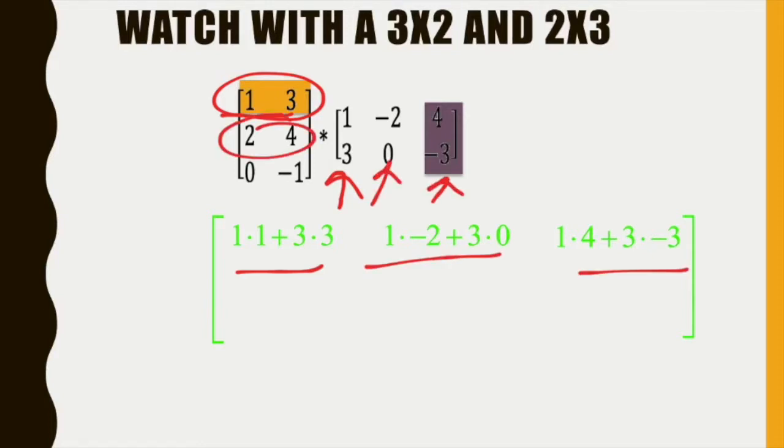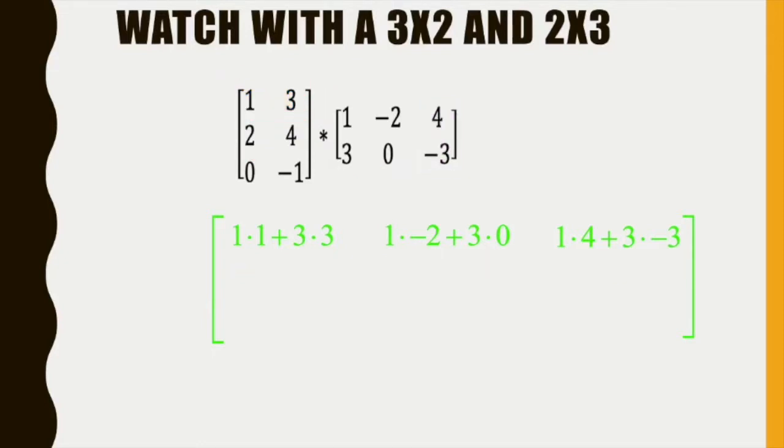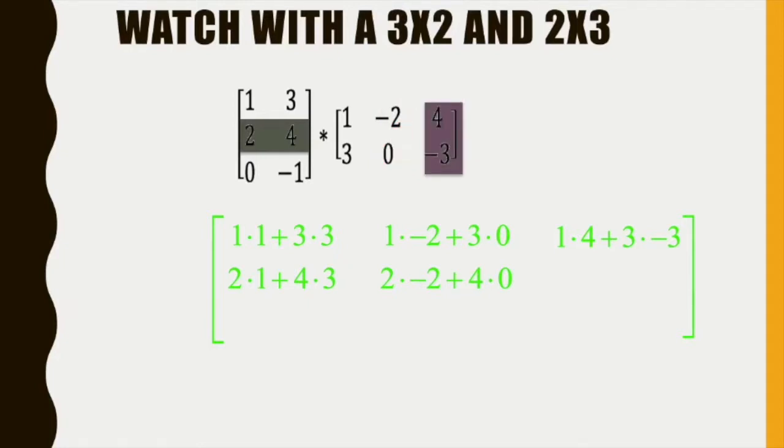Now we're going to move on to the bottom one, or the middle one, excuse me. So we're going to do middle. We'll do the 2 times the 1 and the 4 times the 3 and add them together. We're finished with this one. We're going to scoot over. We're going to multiply the 2 times the negative 2 and the 4 times the 0. And the nice thing about the 4 and the 0 is it becomes 0. We're now going to scoot over to here. Two times 4 and 4 times negative 3.